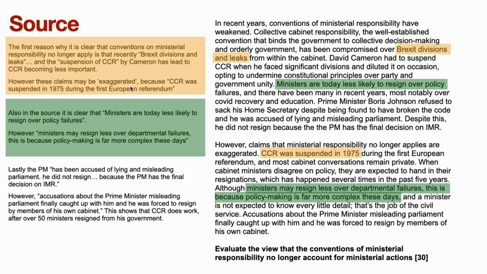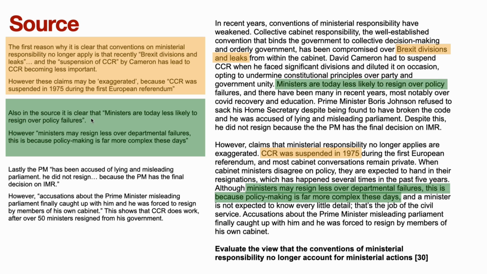However, these claims may be exaggerated because CCR was suspended in 1975 during the first European referendum. And then I've used that point here. See how I've not overquoted the source. I've just used the source briefly, right? That's all that's necessary. So again, I found another point and a point against here.